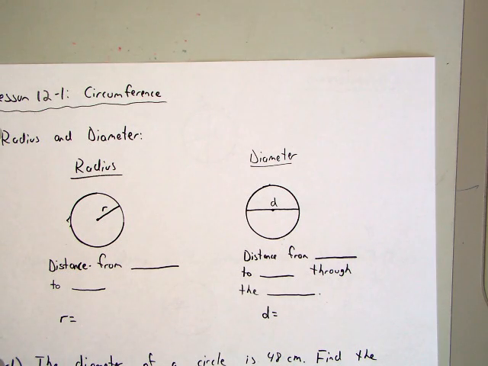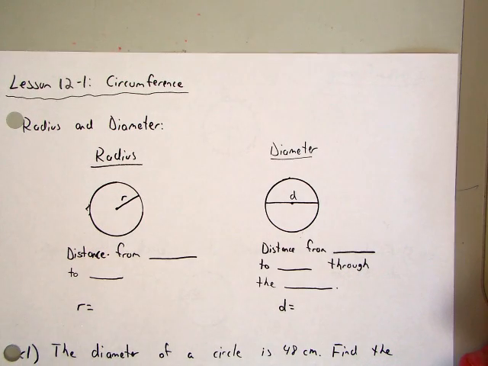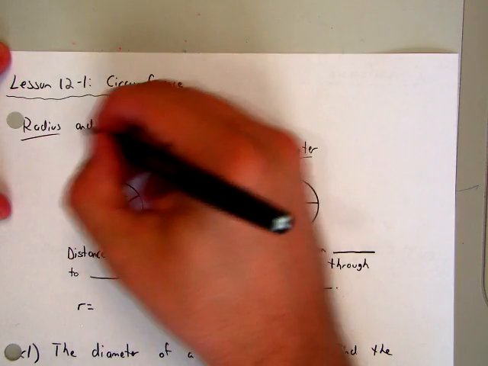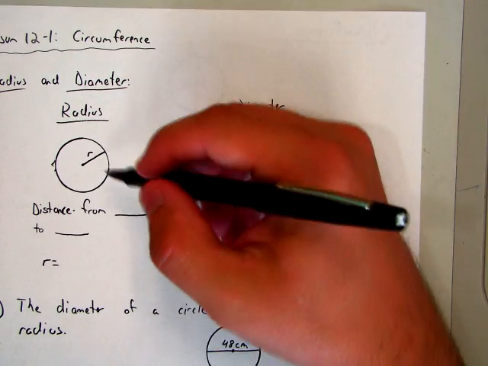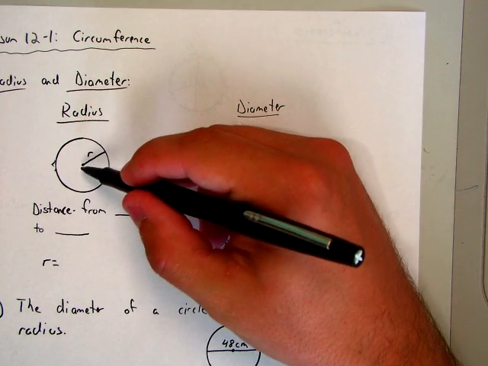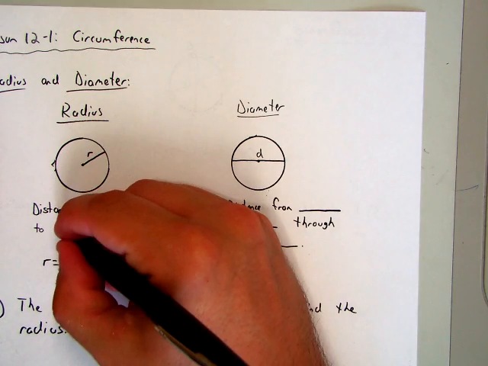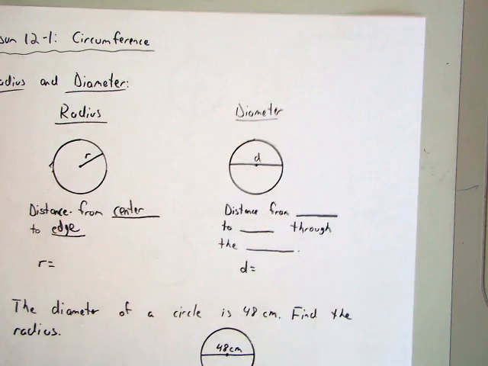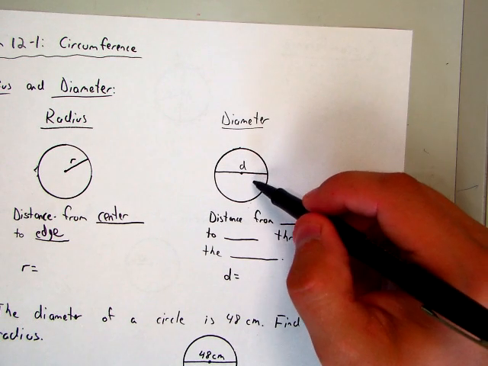All right, today we're going to be talking about Chapter 12, Lesson 1, dealing with circumference. So whenever we deal with circumference, the first thing we need to look at is the radius and the diameter of a circle. So the radius is the dimension that goes from the center of the circle to the edge of the circle, where the diameter goes from edge to edge through the center.